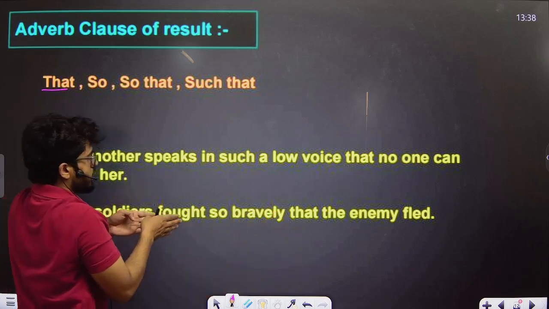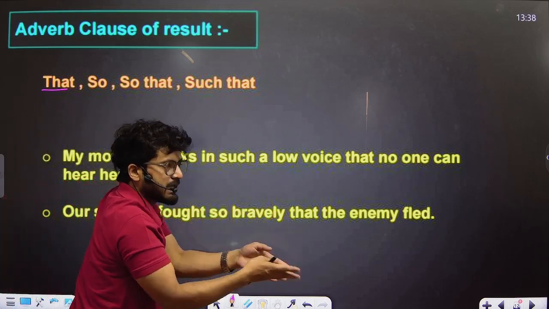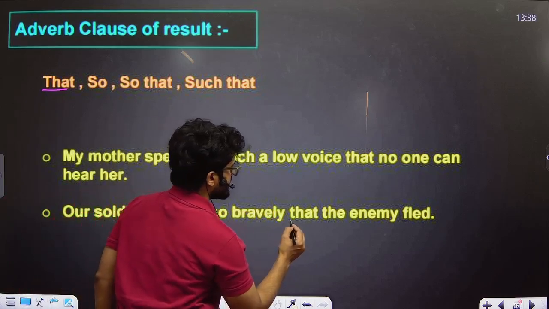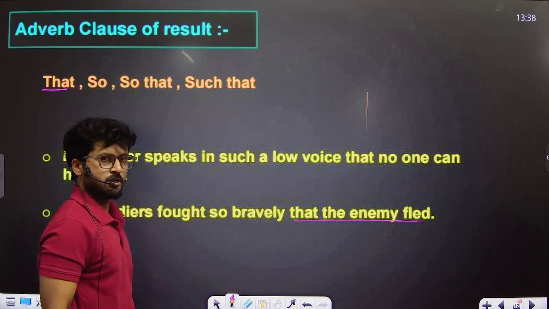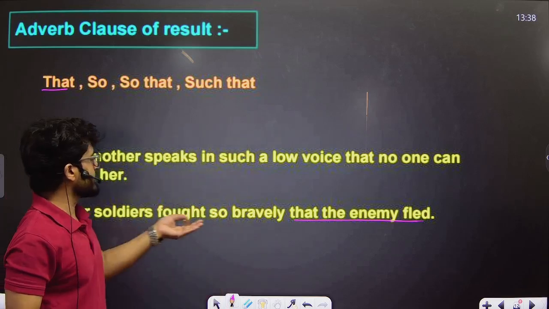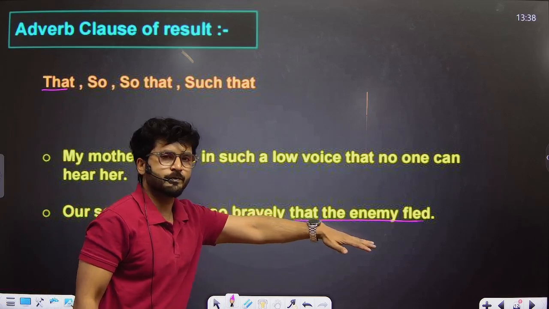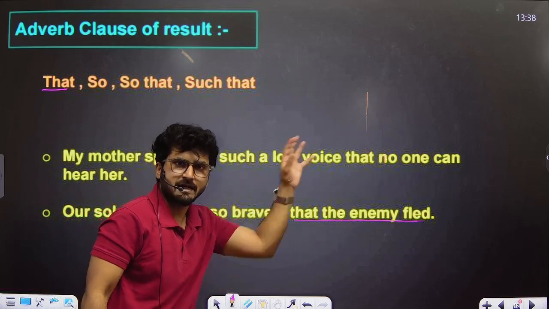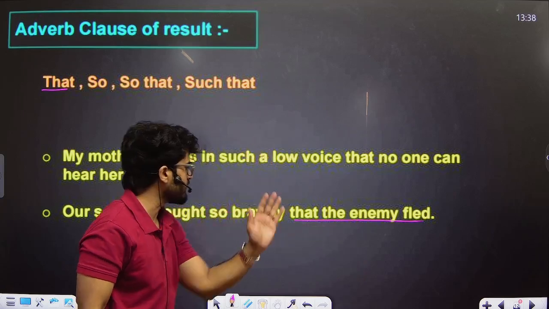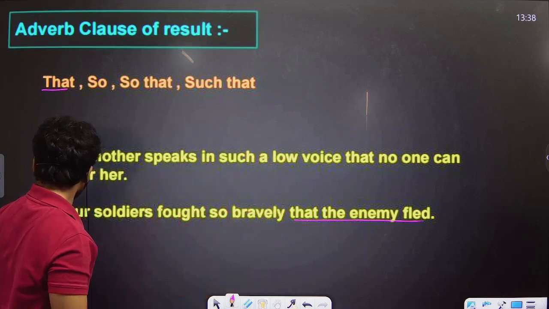Our soldiers fought so bravely that the enemy fled. Okay, so bravely that the enemy fled. तो यहां आपको रिजल्ट मिल रहा है, इतने बहादुरी के साथ लड़े कि दुश्मन जो है वो भाग गए. तो you are getting the result. Okay, so that is the adverb clause of result.